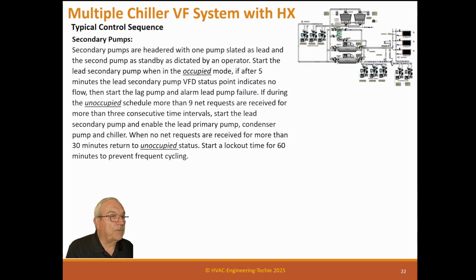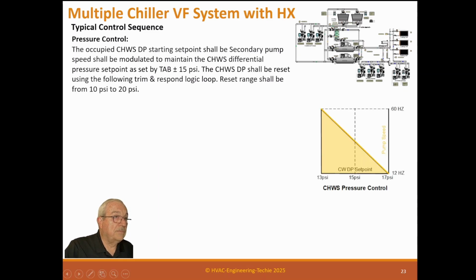If during an unoccupied schedule more than 9 net requests are received for more than 3 consecutive time intervals, start the lead secondary pump and enable the lead primary pump, condenser pump, and chiller. When no net requests are received for more than 30 minutes, return to unoccupied status. Start a lockout time for 60 minutes to prevent frequent cycling. So that's doing the secondary pump system.